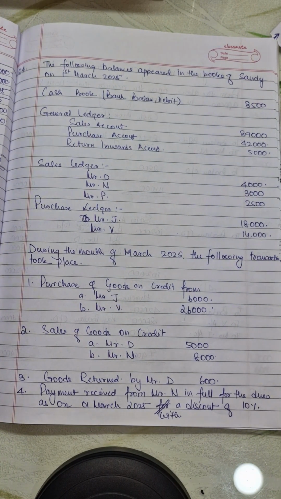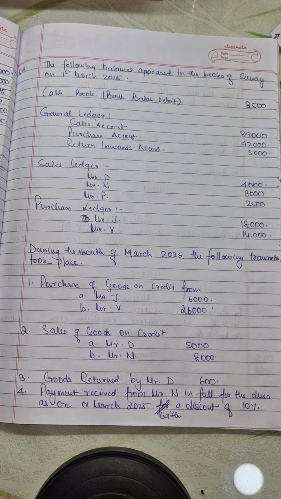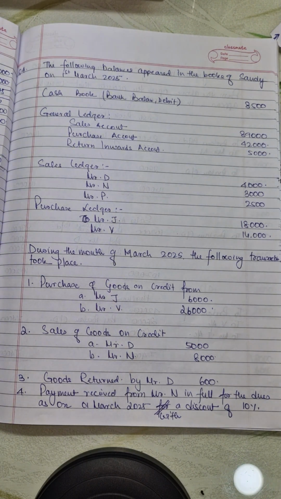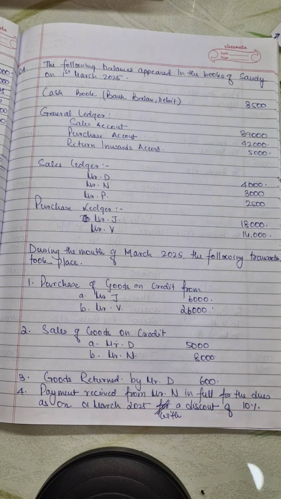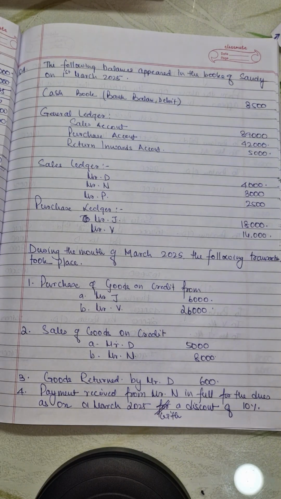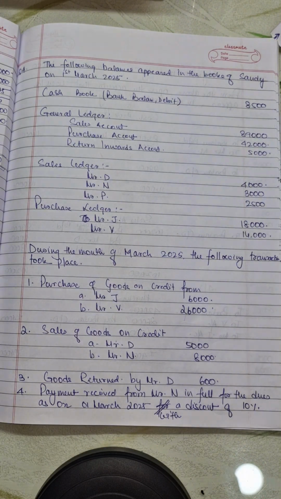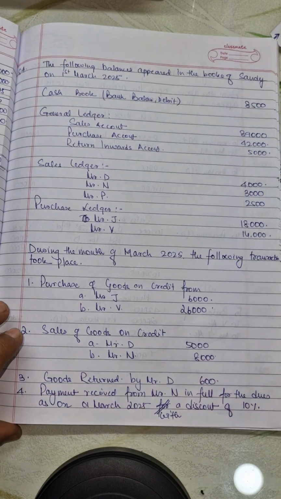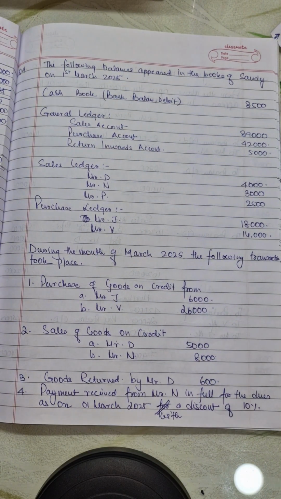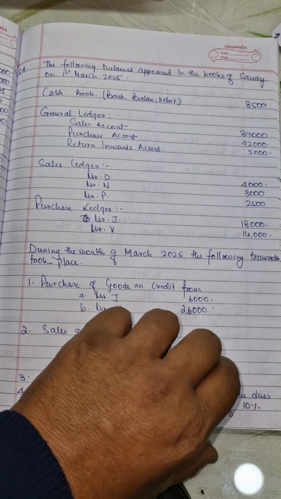Now let's go through the transactions. First transaction is purchase of goods on credit from Mr. J 6,000, from Mr. V 26,000. The most tricky part of this sum is posting of the balances. After that, it has no much tricks. It is just a simple plain sum. So if you have understood how to transfer the balances to the ledger accounts, the sum is very easy, very simple. Purchase of goods on credit from Mr. J 6,000, from Mr. V 26,000.